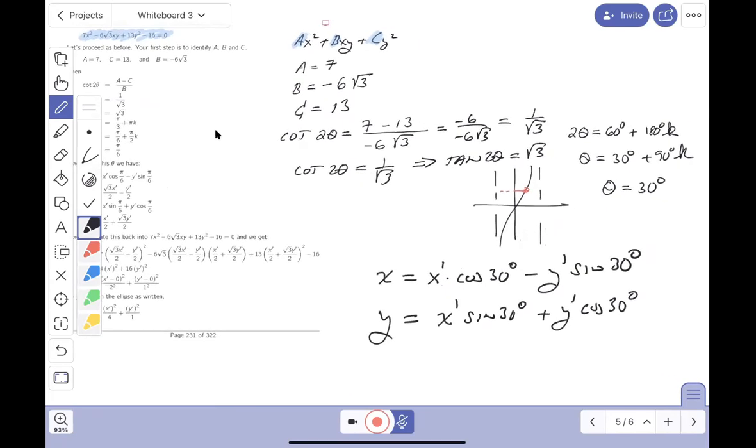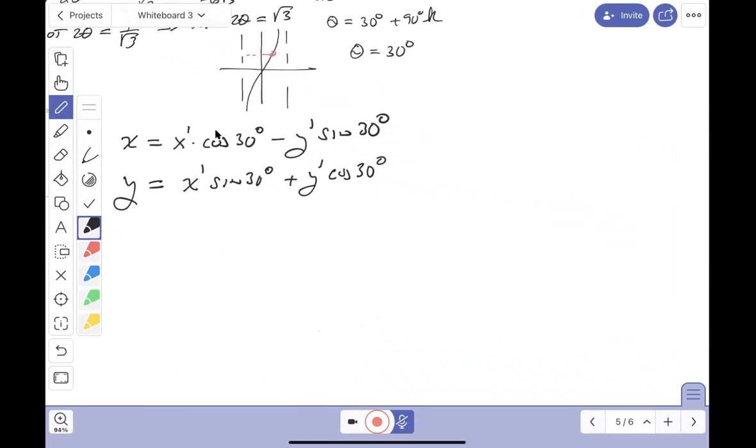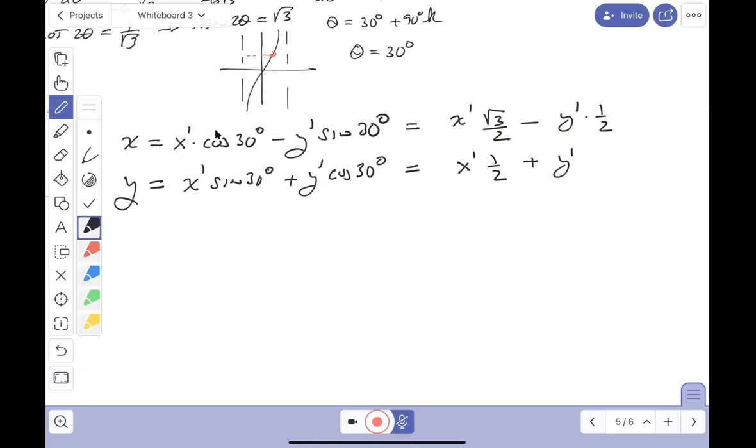I guess I have to do some work over here, right? And I know it's tough. So let's take a look. The cosine of 30 degrees, that's going to be root 3 over 2, right? Minus y prime, the sine of 30 degrees is a half. Let's see, x prime, the sine of 30 degrees is a half, plus y prime root 3 over 2.